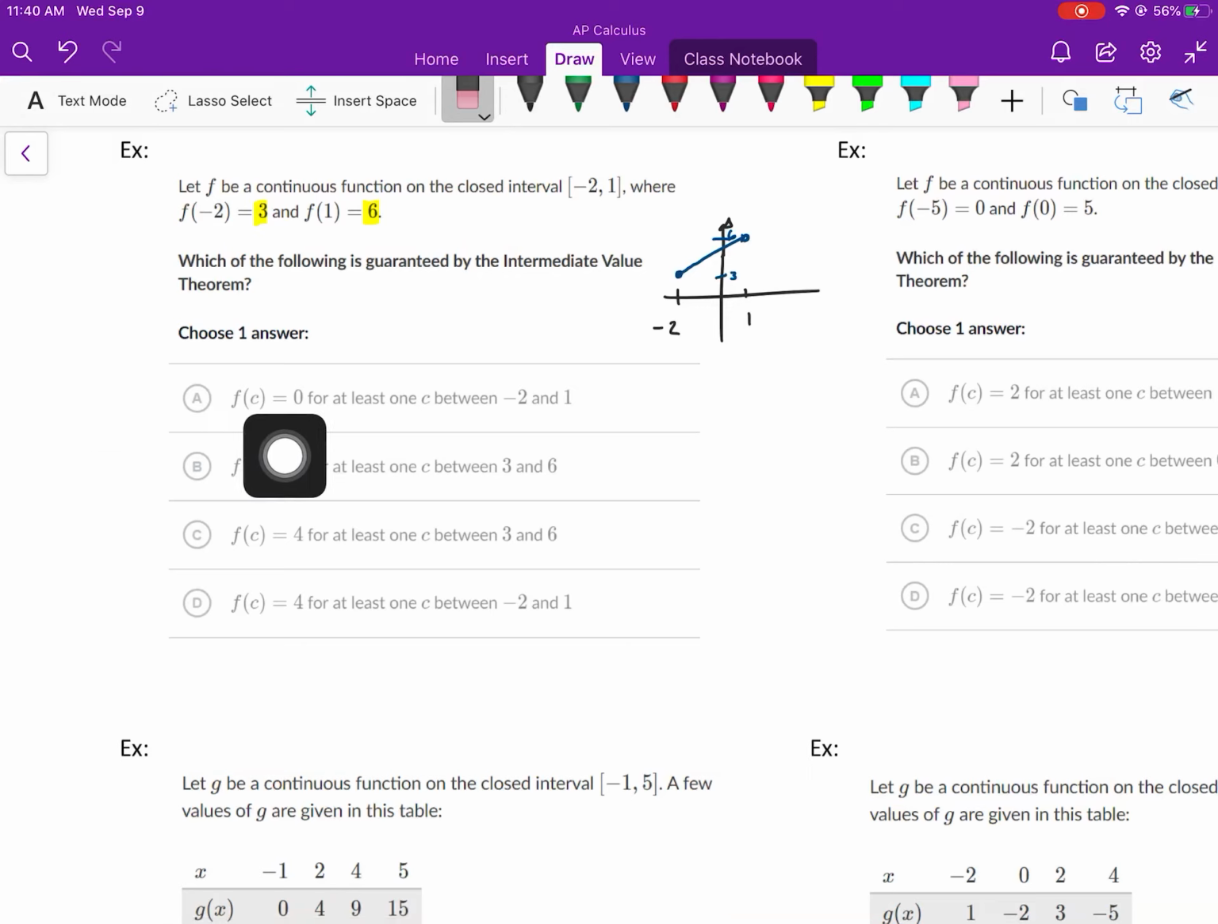So if I look at this, f of c equals 0. No, because it's got to be between 3 and 6. That's the only thing that's guaranteed. 0, no. What about 4? Yeah, it could equal 4. 4 is between 3 and 6. And the interval, though, is from -2 to 1. So we know that it's going to equal 4 somewhere on that interval from -2 to 1. So we're going to check off this one.